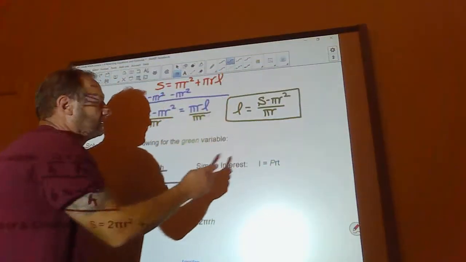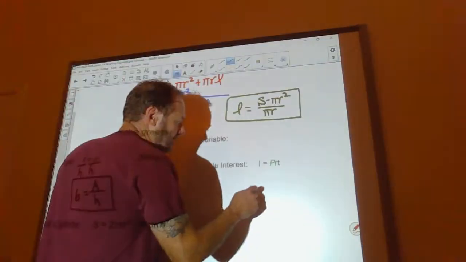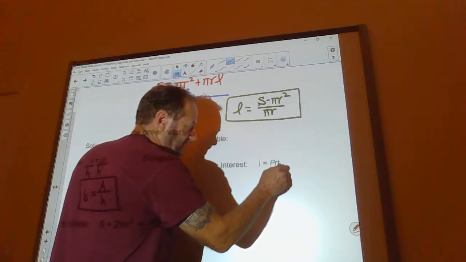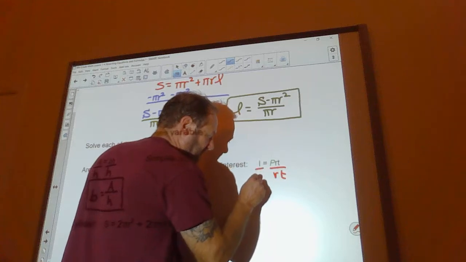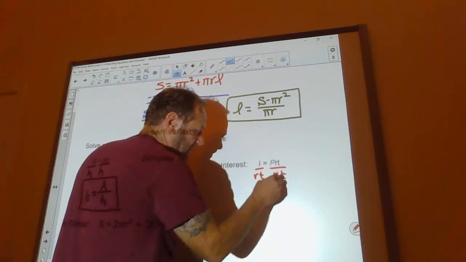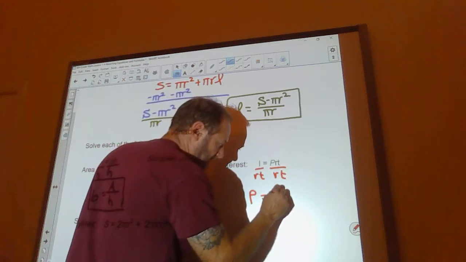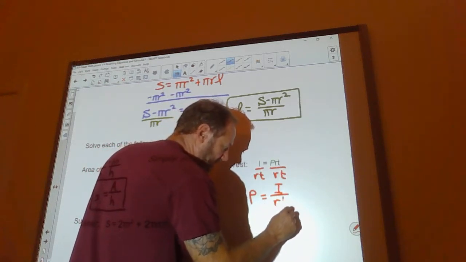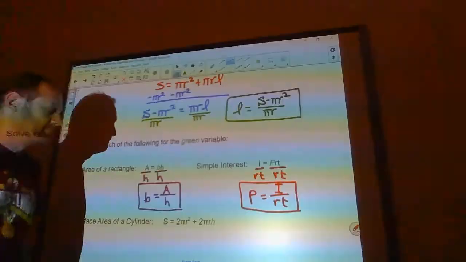Okay, over here, I equals PRT. This is another pretty easy one. I'm multiplying by r and t, so I'm just going to divide by r and t to get rid of them on both sides. So the r and t are going to cancel out here. I'm going to have P equals I divided by rt. And you're done.